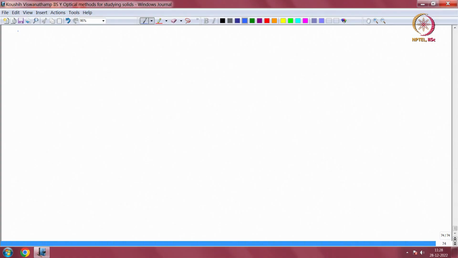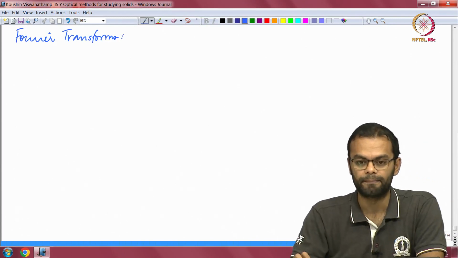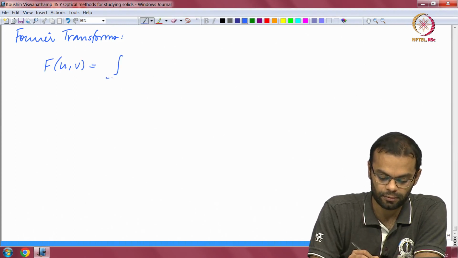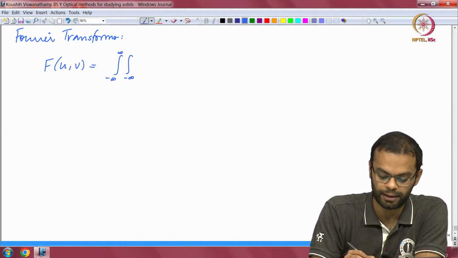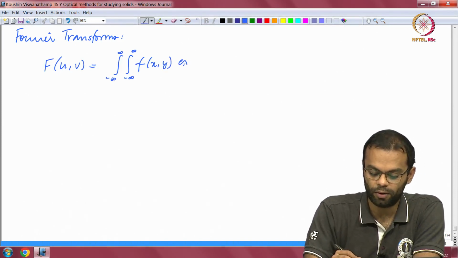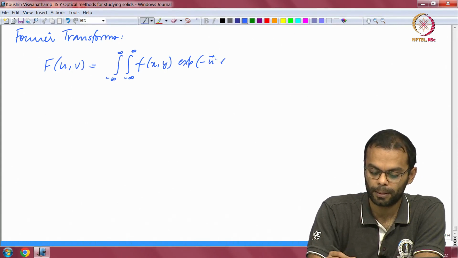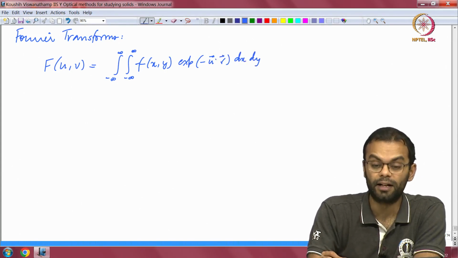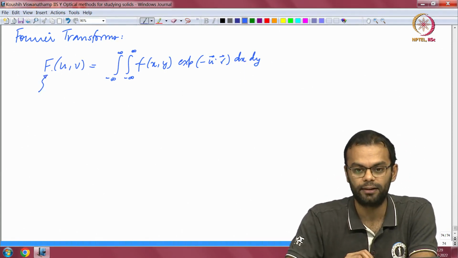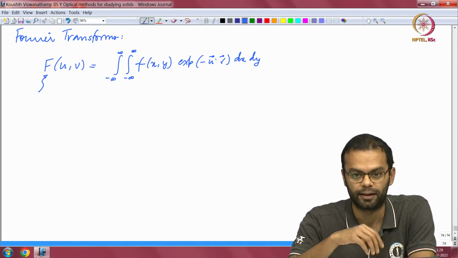So, let us get back to our discussion on Fourier transforms. I will just make a couple of notes. First, I discussed that the 2D Fourier transform was basically something that looked like this. If you have a function small f of x y, then you take this double integral and you will get its Fourier representation capital F of u v, where u is like an x direction frequency, v is like a y direction frequency.